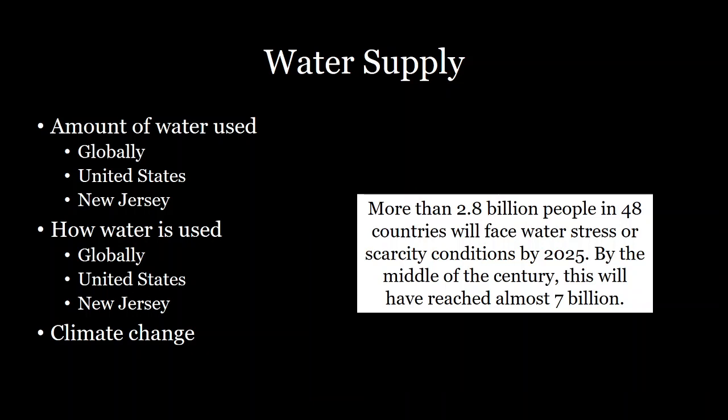And to put this all into context, more than 2.8 billion people in 48 countries will face water stress or scarcity by 2025. However, by the middle of the century, 2050, we'll likely reach 7 billion people. And you can only imagine the strife and war that might result when we have 7 billion people, the majority of the population on the planet, struggling to have reliable water resources.